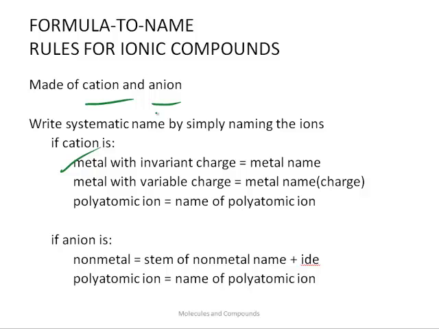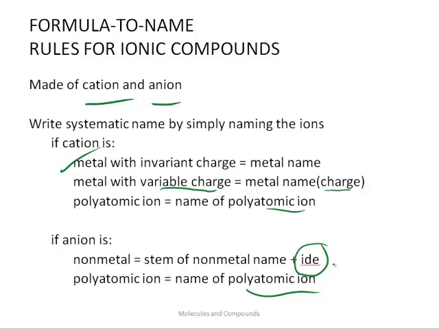Or it could be one of those transition metals with a variable charge. So there's going to be a slightly different way to name that. We're going to include the charge as a Roman numeral in parentheses, or it could be a polyatomic ion. Then we're just going to use the name of the polyatomic ion. The anion can be a nonmetal, and we're just going to use the IDE nomenclature, or it could be a polyatomic ion, which we'll see as well, and there we're just going to use the name of the polyatomic ion.